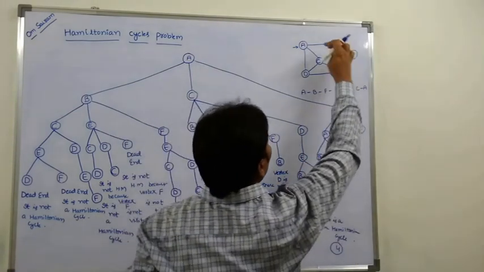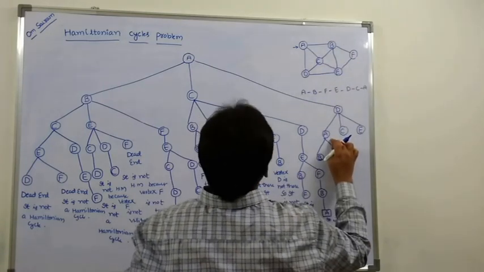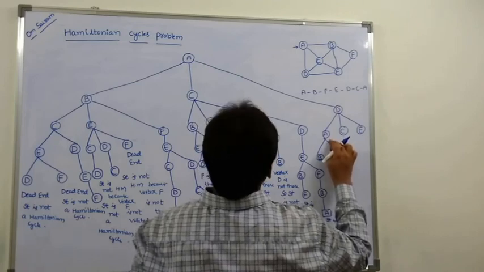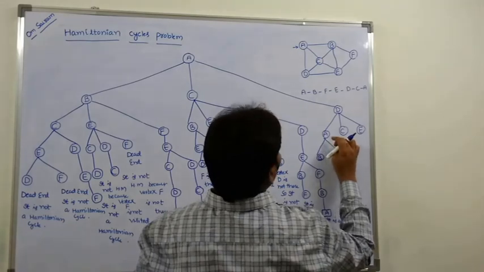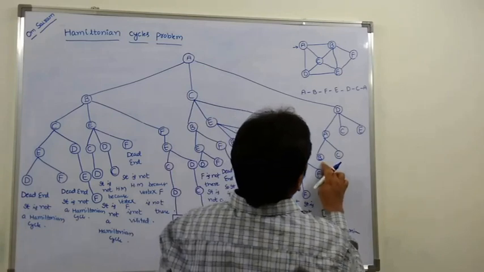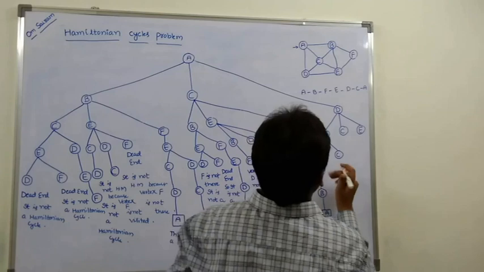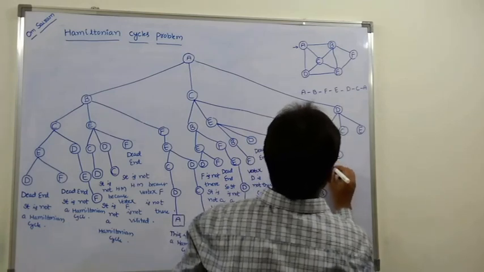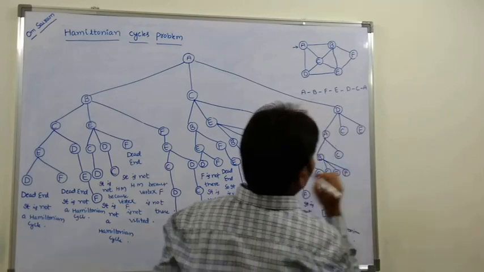Now consider vertex B. What are the adjacent nodes for B? A, C, E, F. A is already completed. So C, E, F.